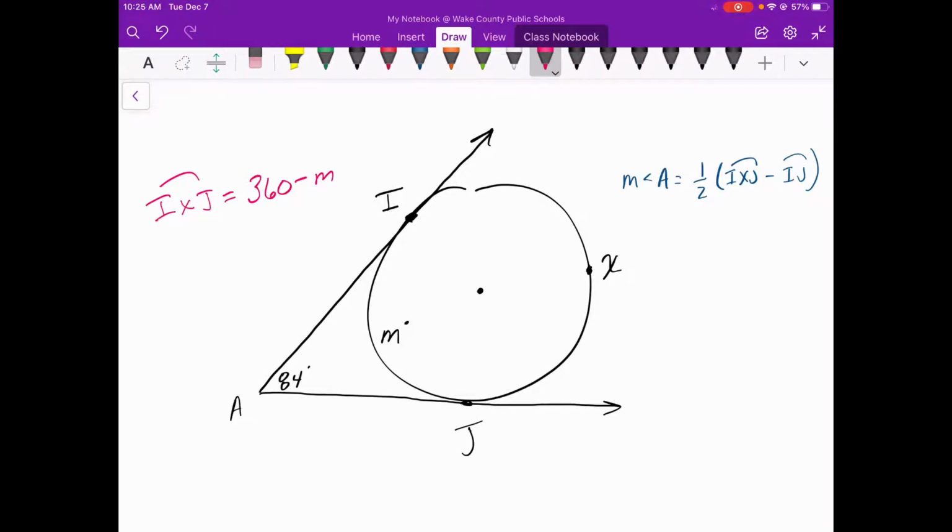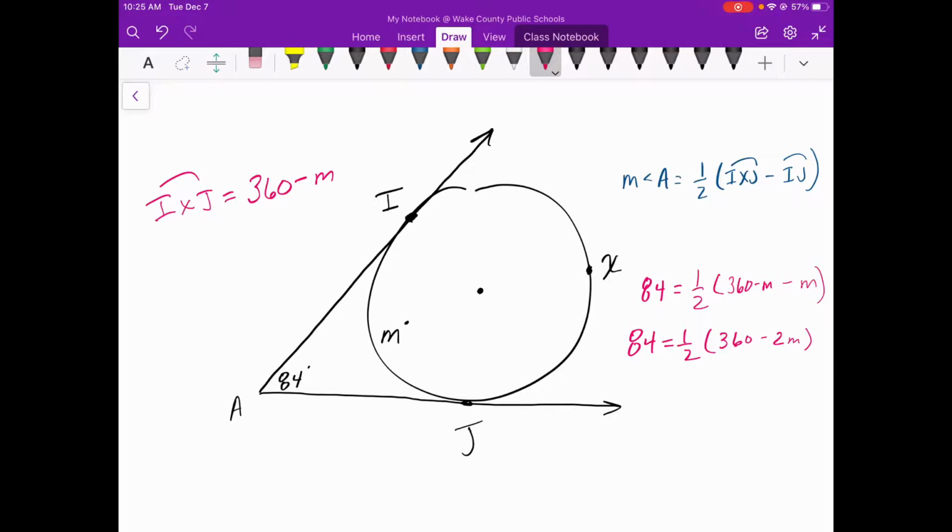All right, so the way that this would set up, if I just start inputting the information, 84, which is the measure of angle A, is equal to half of big arc, 360 minus M, minus the small arc, which is M. Okay? And now it's just really a lot of algebra to organize here. So just a little bit of simplifying to clean it up, and I get 360 minus 2M as I combine like terms.